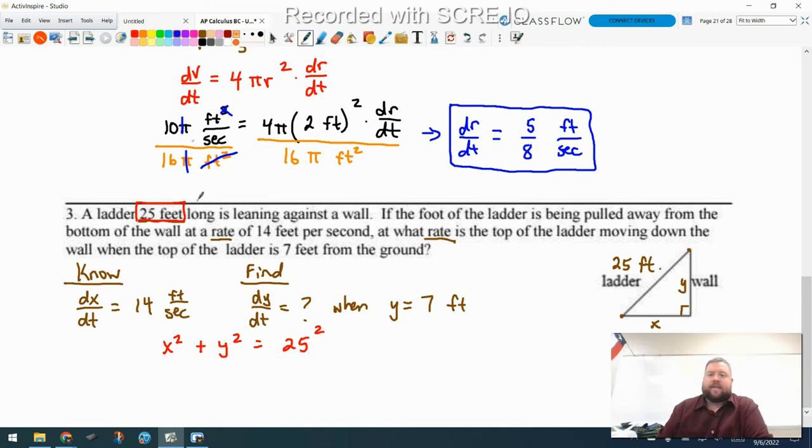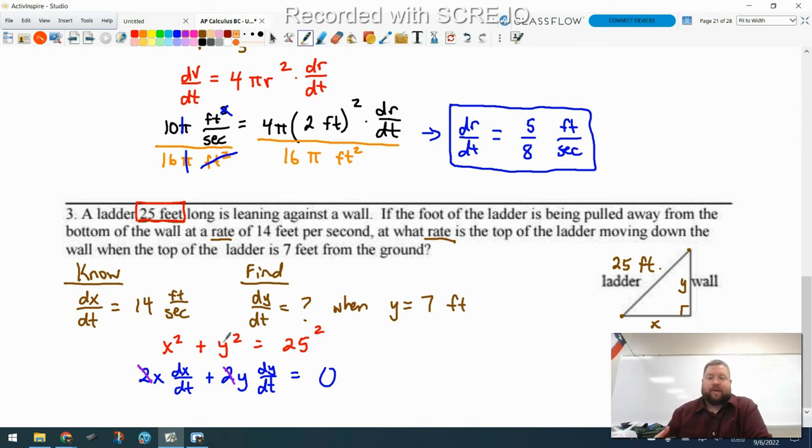All right, so we are going to take the derivative of this equation. So we get 2x dx over dt plus 2y dy over dt is equal to, this is a constant over here, derivative of a constant is 0. You can divide everything by 2, and that's just going to cancel out those 2's. Just makes our work a little bit easier.